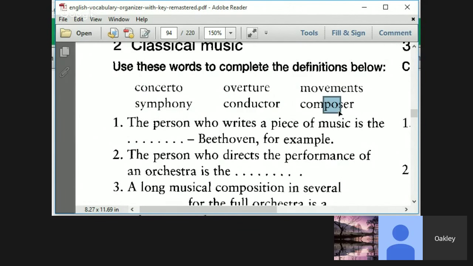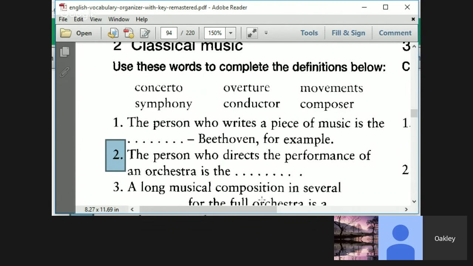Middle syllable or second syllable stress. Composer. Composer. Okay. Yeah, but that is correct. And whether you're writing classical music, rock music, pop music, reggae music, really doesn't matter. If you create the piece of music, you're the composer. It doesn't have to be classical music.